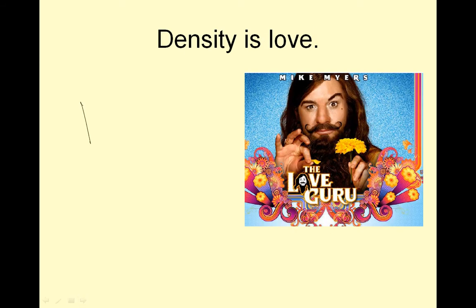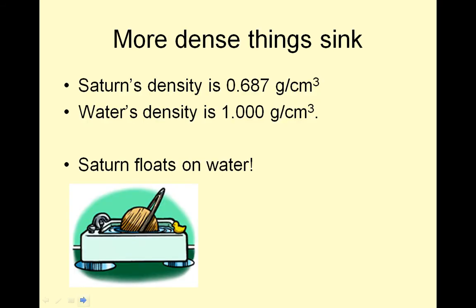Density is love. The reason why density is love is density is mass over volume. See how it's mass over volume with a knife through it? Okay. So there's density's formula. More dense things sink. Saturn's density really is 0.687. Water's density is 1, so that would mean that Saturn floats on water. Crazy.